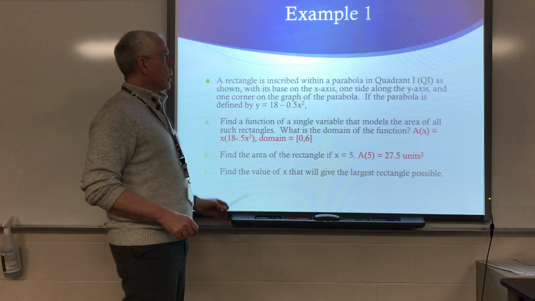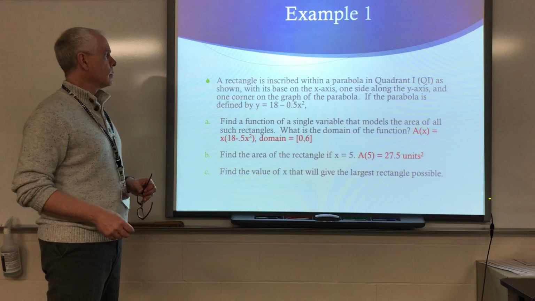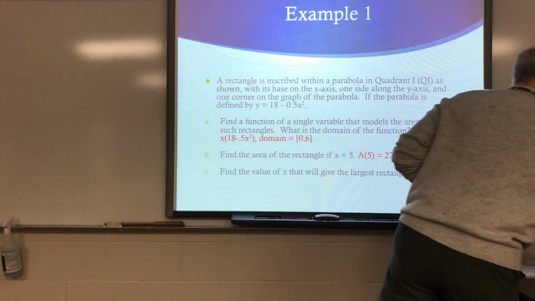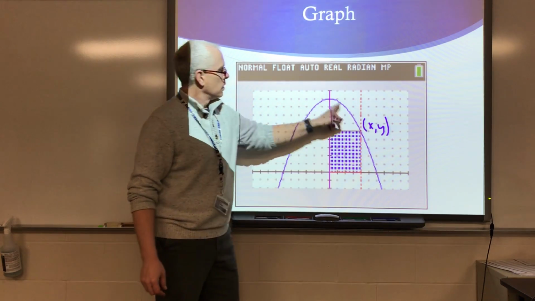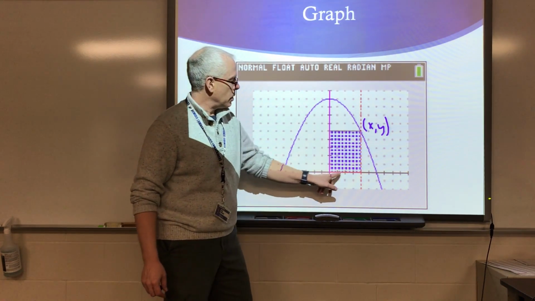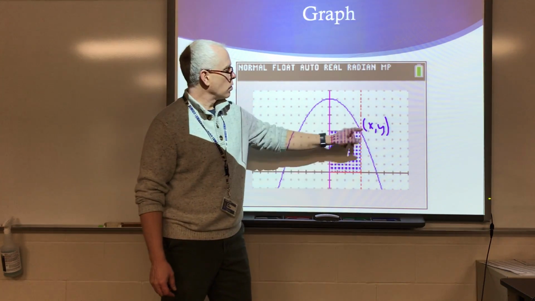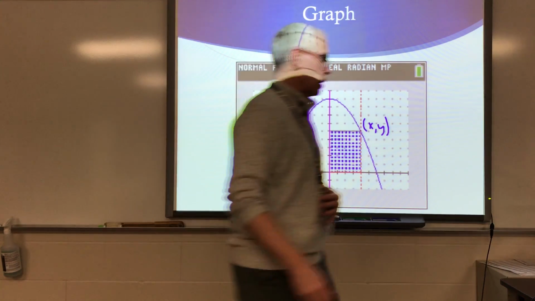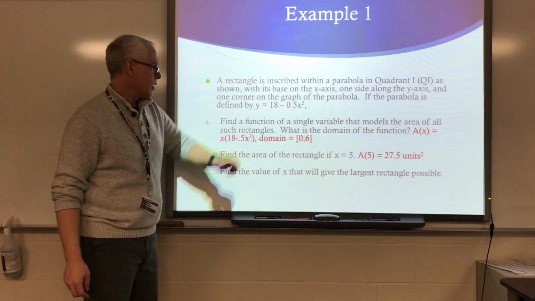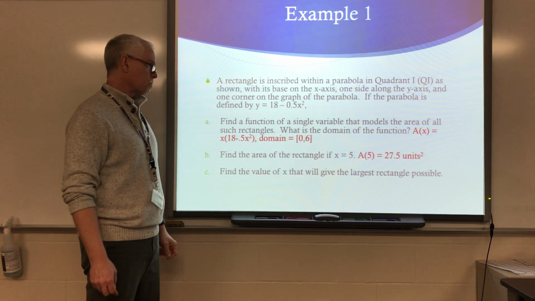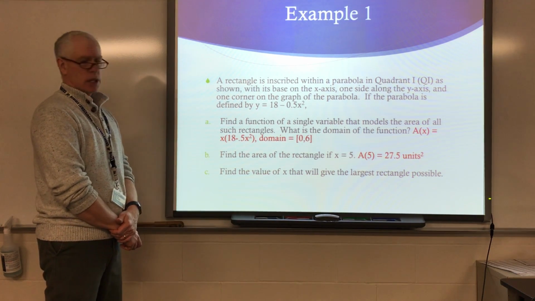Okay, so for example 1, a rectangle is inscribed within a parabola in quadrant 1 as shown. Okay, so this is what we're talking about. We're putting a rectangle into quadrant 1, and they're saying that one base of that rectangle is on the x-axis, one is on the y-axis, and one corner is on that parabola somewhere. So, the equation of that parabola is 18 minus 0.5x squared. We're supposed to find a function of a single variable that models the area of all such rectangles.